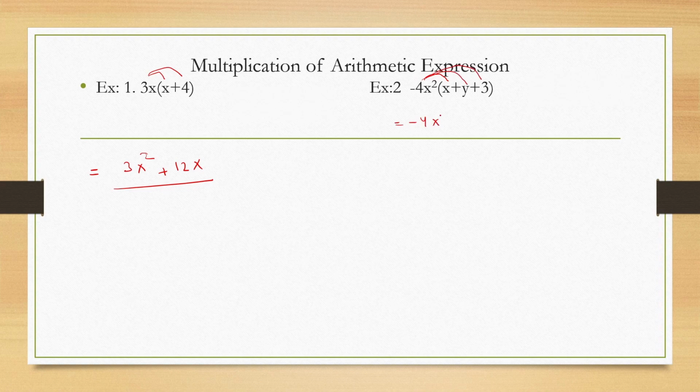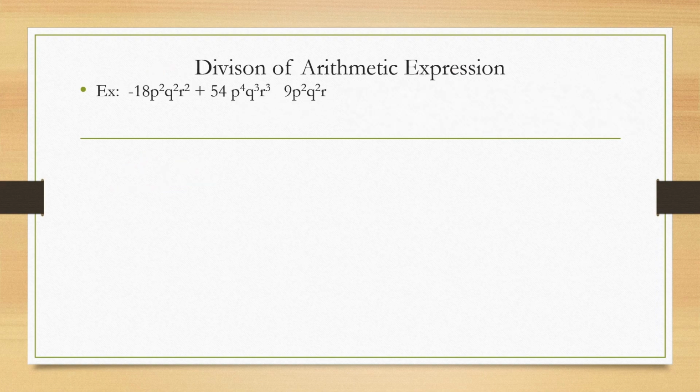So the answer will be 4x cube minus 4x square y, and minus 12x square. Okay, so this is the answer. Now I have to divide this 9p square q square r. This is the divisor and this is the dividend: minus 18p square q square r square plus 54p4 q cube r cube.